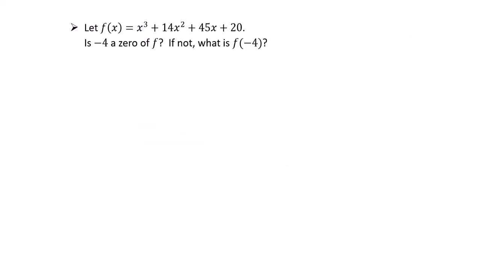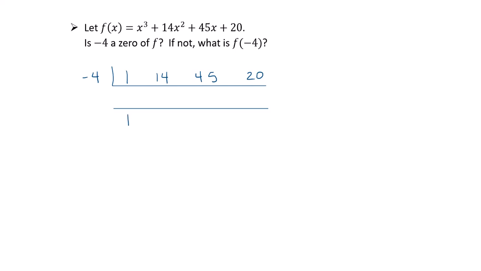So let's practice on another one. We have f of x equals x cubed plus 14x squared plus 45x plus 20. Is negative 4 a 0 of f? And if not, what is f of negative 4? So we'll go ahead and set this up again. Coefficients. Making sure that we don't have any missing terms, that we need to put a placeholder of 0. Negative 4 is what we'll be pushing through.